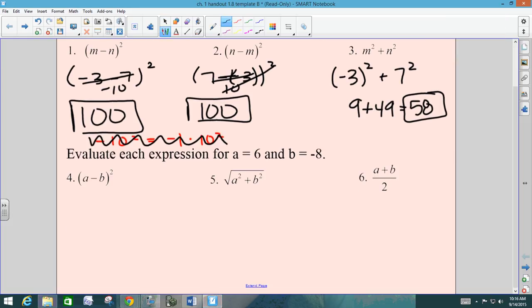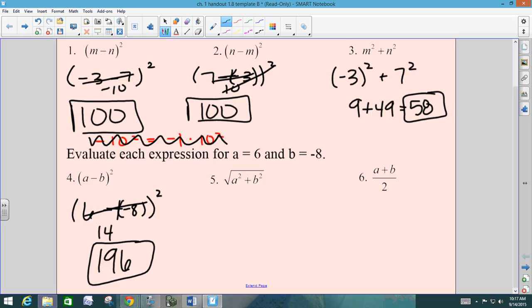Number 4, 6 minus -8 quantity squared. That's 6 minus -8. Good, and it becomes plus, so this would be 14 squared. 14 times 14? Good, 196.